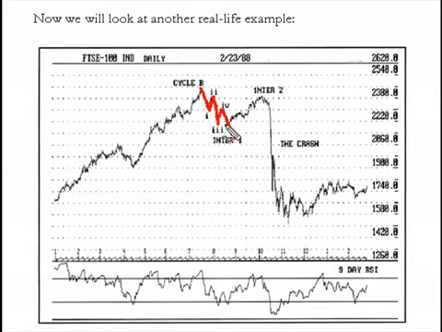Then we sort of drifted up. It's a clear ABC, but it was very dithery around here. It just went sideways for a while. Then it just collapsed. Now I never expected it to collapse quite so abruptly.